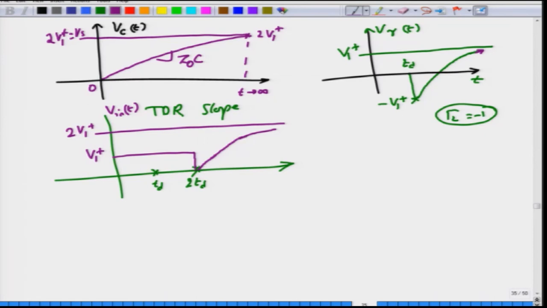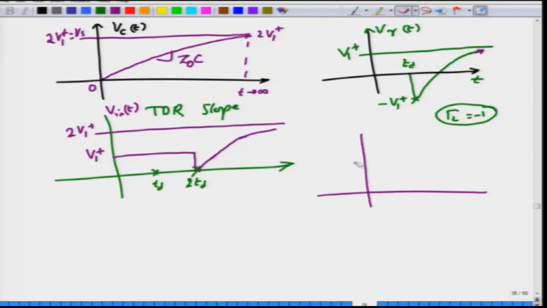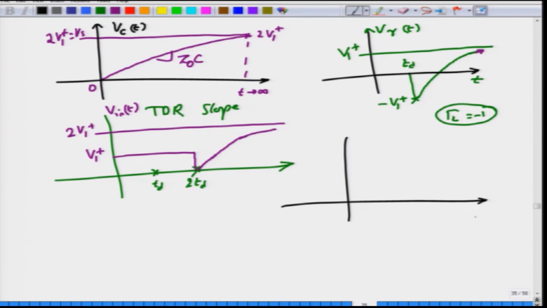Very interesting set of waveforms, in pretty much the same way as you would actually imagine seeing this one. Now, without doing any mathematics, without doing any analysis, I am going to write another voltage waveform, and then I will ask you what would be the load here, okay. So this is as a function of time. I am again writing the TDR scope, so this is Vin of t, and this time the voltage is going to be the same constant V1 plus, but then at time t equal to 2 TD, this voltage would jump to 2V1 plus and then slowly decay down to 0. Can you guess what kind of a load we have here?